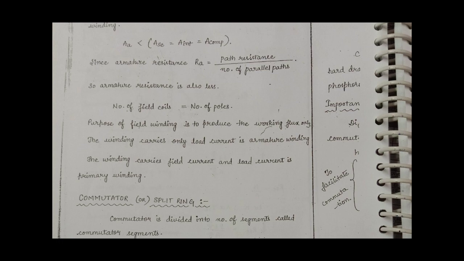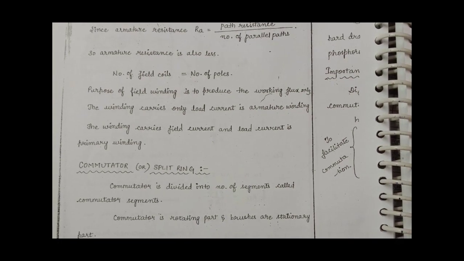In that, chamfered poles are selected for synchronous machine. Arc-shaped poles are selected for DC machine. Arc-shaped for DC, chamfered poles for synchronous machine, that is for salient pole synchronous machine. Here, the number of field coils is equal to the number of poles.